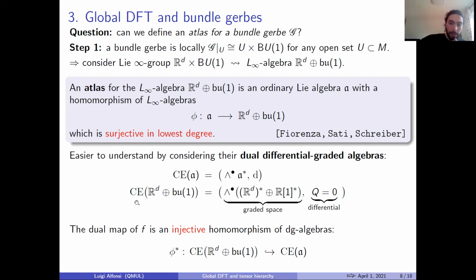Then in the case of the differential algebra, we are considering that the underlying graded space is this one, and the differential is always vanishing because it is fundamentally an abelian algebra. Even if there is a degree 0 part and a degree 1 part, it is fundamentally abelian. So now, instead of posing the question of what is A, what is phi, I will pose an equivalent but simpler question of what is this map here, because they are basically in one-to-one correspondence.